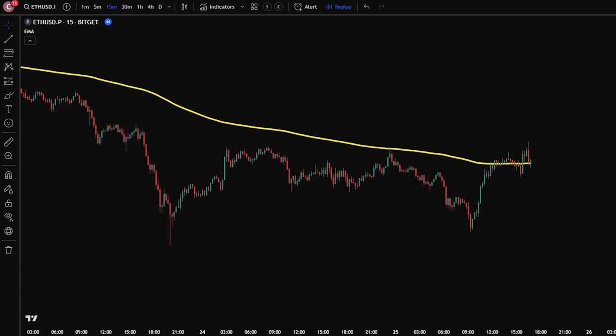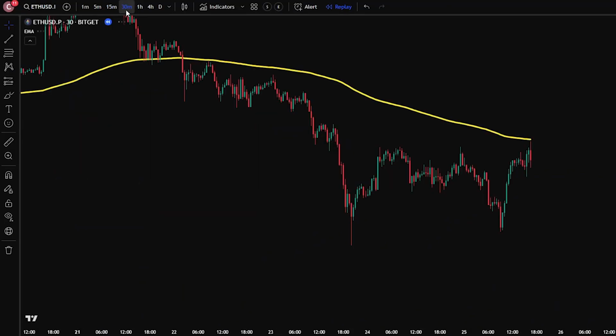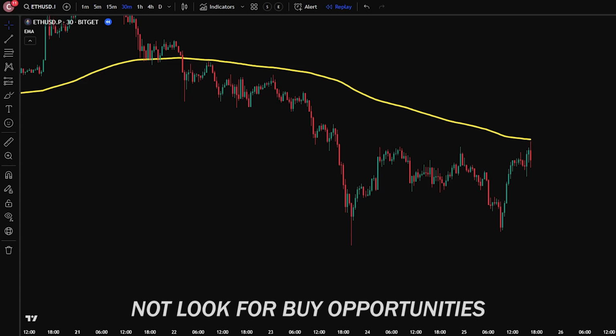When we break through the 200 period exponential moving average, in this case on the 15-minute time frame, we move to the next higher time frame, meaning the chart will now show us 30-minute candles, and we wait. If we break the EMA on the higher time frame as well, we can be fairly confident that we are bullish on the 15-minute time frame. However, if we don't break the EMA on the higher time frame, it's a fake out, and we should not look for buying opportunities.